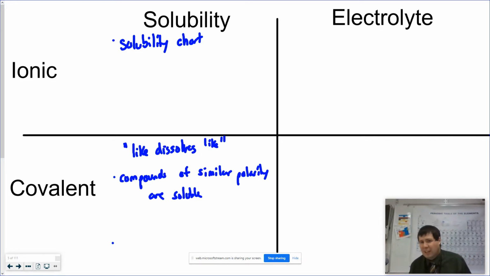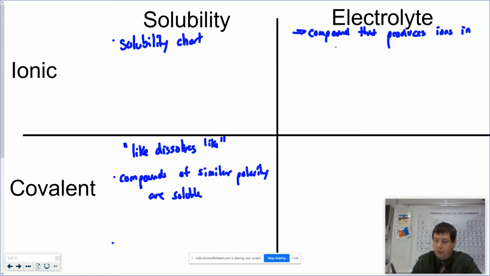How do you determine if something's an electrolyte then? Being an electrolyte is related to solubility, but is a little bit different. You have to be soluble to be an electrolyte. But what an electrolyte does is, it's a compound that produces ions in solution. And because it makes ions in solution, it conducts electricity, because you know ions are charges and electricity is carried through moving charges.